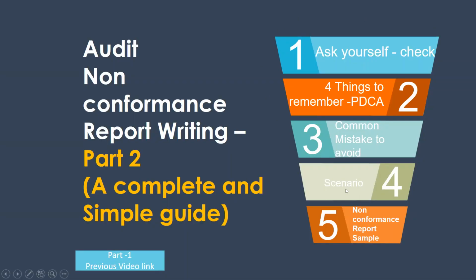Part 2 has been divided into 5 sections. Section 1, ask yourself, a self-check. Section 2, 4 things to remember, like PDCA: plan, do, check, tag. Section 3, common mistakes to avoid. Section 4, scenario. The same scenario has been sampled with the non-conformity report writing.